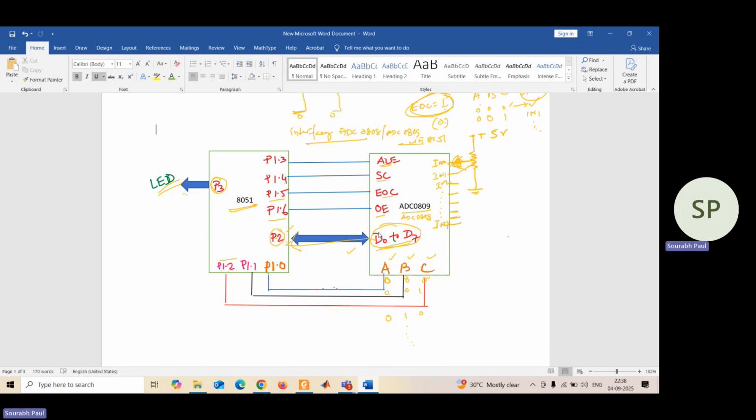to show how to do the interfacing of ADC 0808 or ADC 0809 with 8051. Okay. So in the next lecture, I'm going to discuss what are the steps to be followed and how to write the assembly language code for such a configuration.